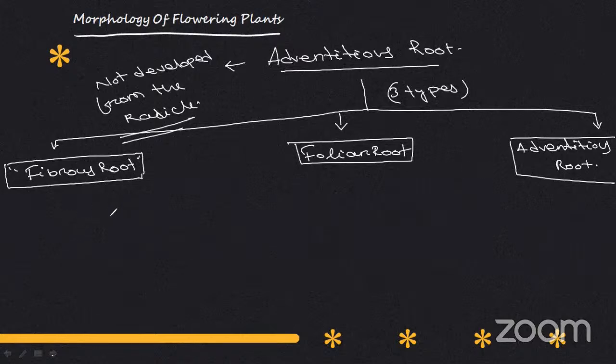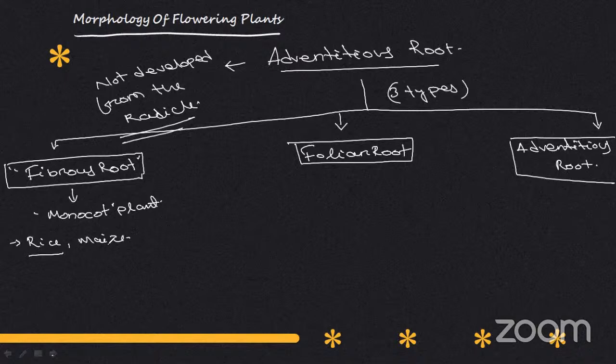What is a fibrous root? In case of monocot plants, for example rice, or maize, these are monocot plants. If you see the rice plant, there is a cluster of roots. Suppose this is the taproot here. But in case of the rice plant, what happened? Let's see here.